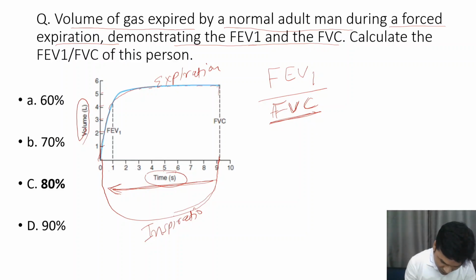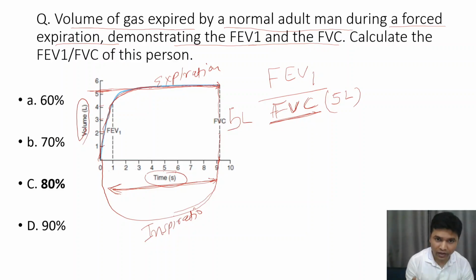So if you see, this is the forced vital capacity. This is actually 5 liters. It corresponds to 5 liters. So forced vital capacity is actually 5 liters. From here to here, the forced vital capacity is how much air is expired, which corresponds to around 5 liters.